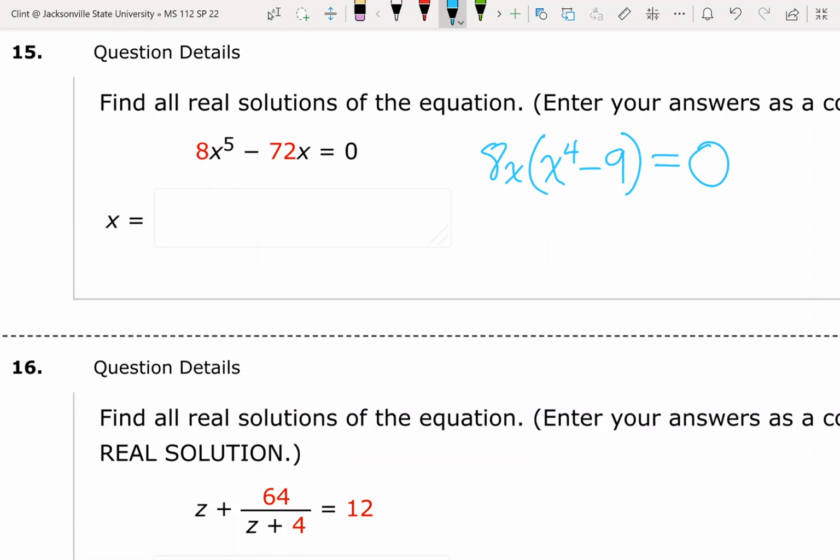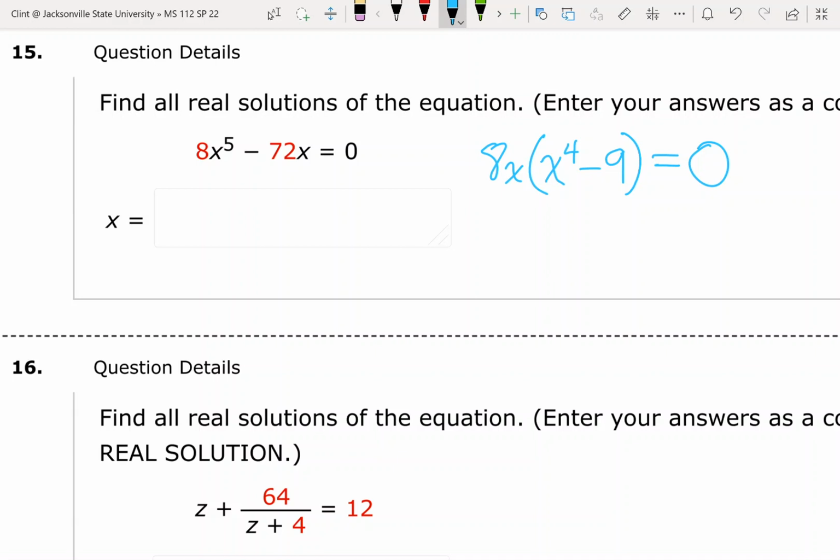Couple of ways of going about things from here. If you realize that in the parentheses, x to the fourth minus 9 is a difference of two squares, you can factor it again. And then you actually have one more round of factoring you can do. But you'll end up having to take the square root there, on one of the equations.